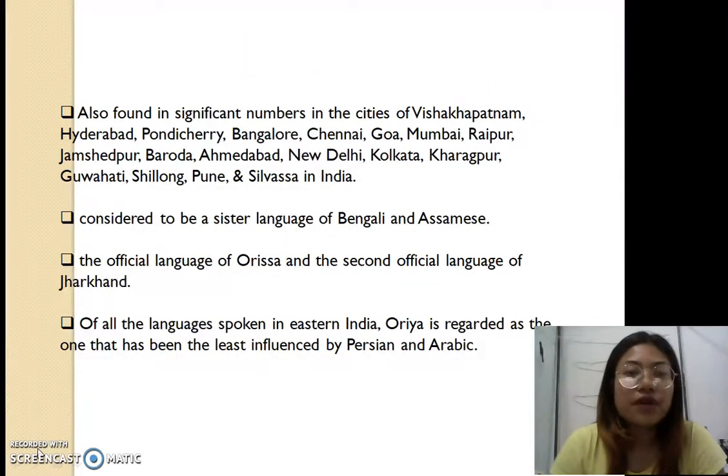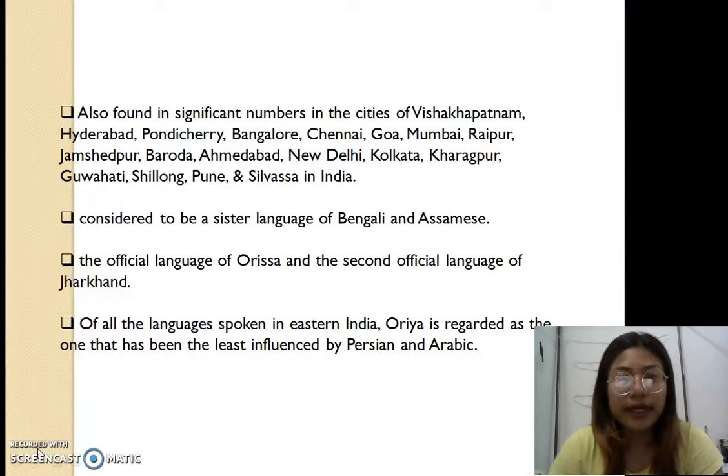It is also found in significant numbers in the cities of Vishakhapatnam, Hyderabad, Pondicherry, Bangalore, Chennai, Goa, Mumbai, Raipur, Jamshedpur, Baroda, Ahmedabad, New Delhi, Kolkata, Kharagpur, Guwahati, Shillong, Pune, and Silvassa in India. So the Odia language is considered to be a sister language of Bengali and Assamese, and there are many similarities found among these languages.